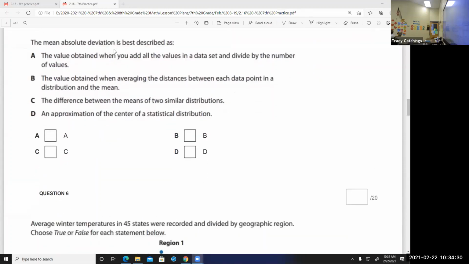All right, number 5 said the mean absolute deviation is best described as what? We found the MAD earlier. What did we do to get that MAD? Did we add the values and then divide by the number of values? Did we find the average and then between them and then find the mean? Did we find the difference between the mean? Or did we approximate? Meaning, did we estimate? What would you say is the MAD?